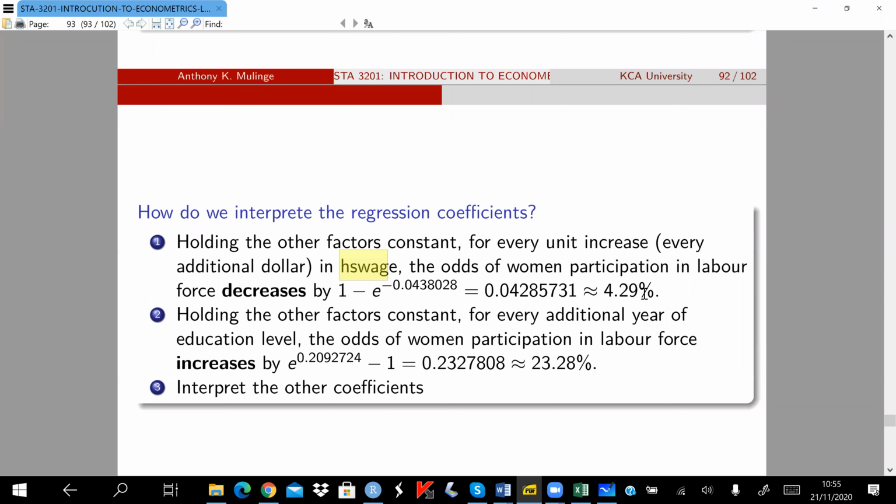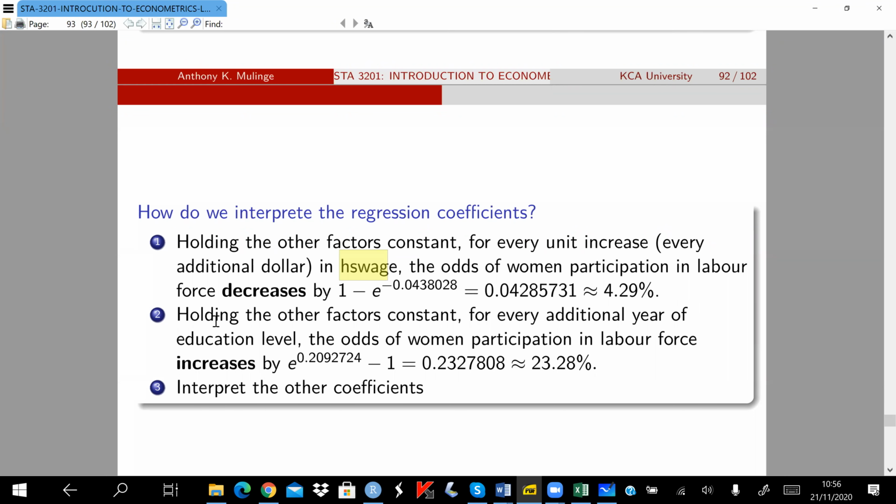That means that women whose husbands are earning higher are less likely to participate in labor force. So that might make sense if you consider situations or societies which are male chauvinistic, which is not a good thing anyway.